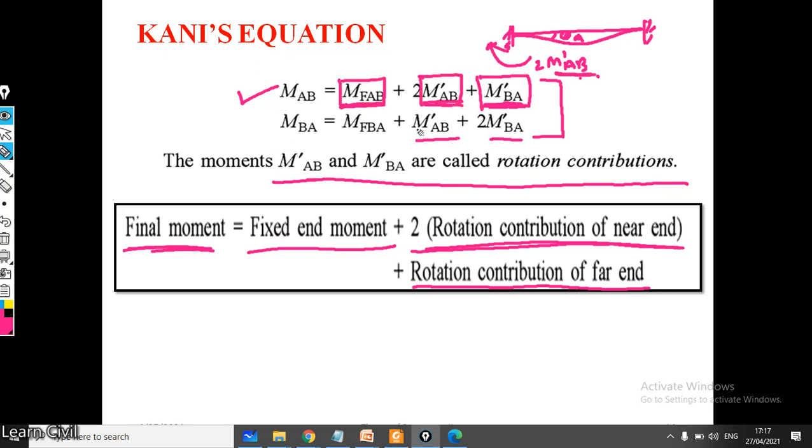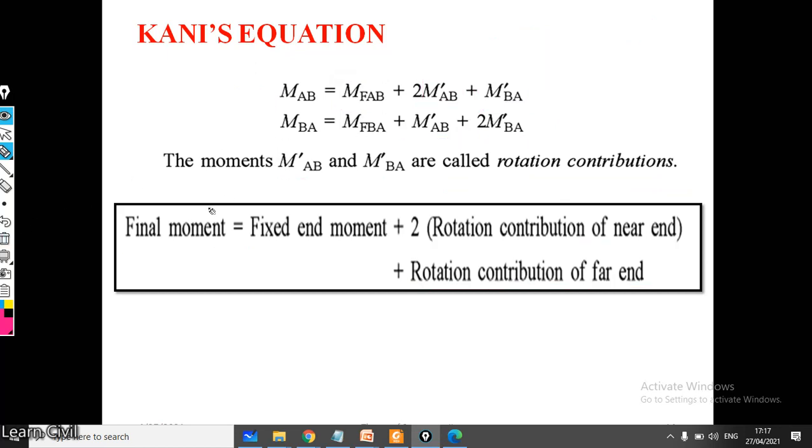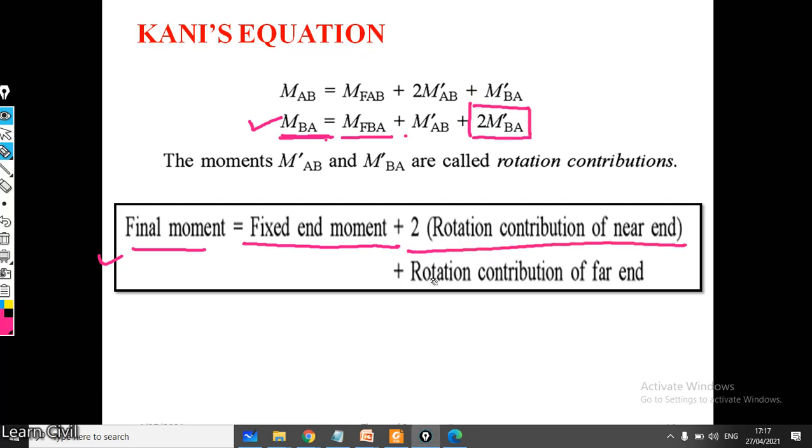This is the rotation contribution of near end, and this is the fixed end moment. If we see this equation in terms of BA, the final end moment MBA is equal to the fixed end moment MFBA plus 2 into rotation contribution of near end plus rotation contribution of far end. Okay, so this is the equation. You will get it clear when we solve some problems.